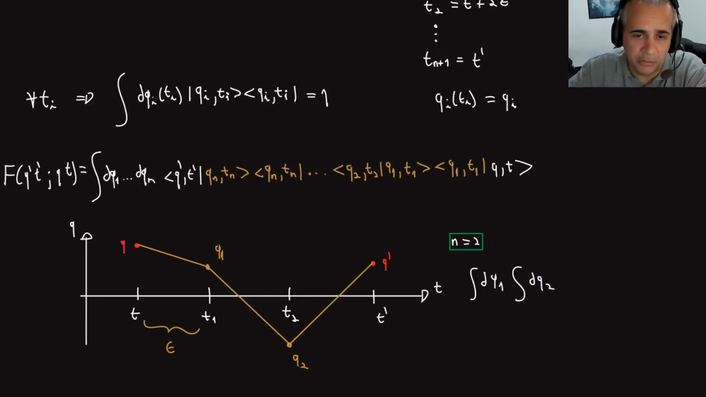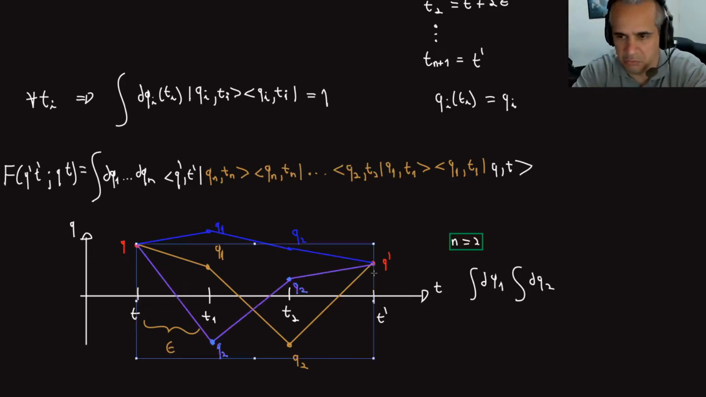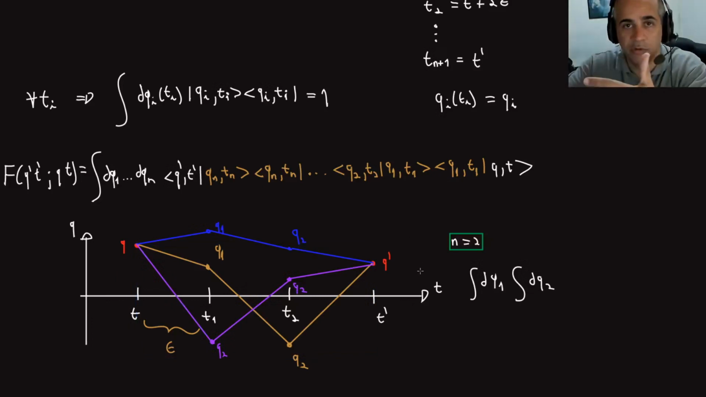So I'm also taking into consideration points, paths where Q1 is here, Q2 is here, and this path is also taken into consideration. In fact, it was summed by the integral. It was summed to the previous path. Also, you could have other paths, like this one. I'm adding over all these paths, actually integrating.